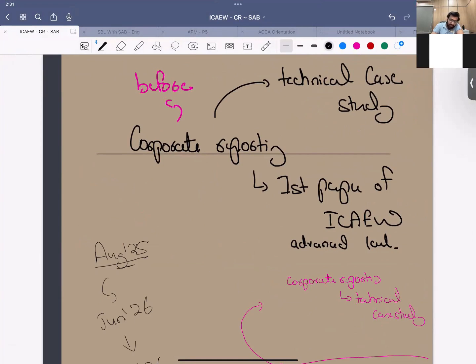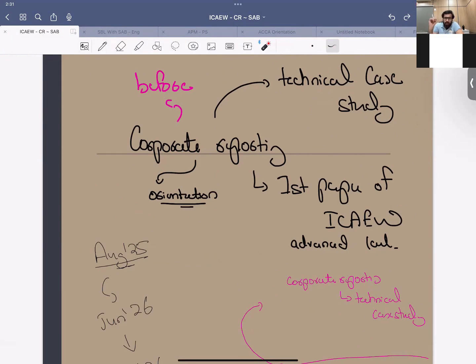And I'll be saying this session is an orientation session for this corporate reporting exam. In this orientation session, we will be discussing a detailed plan of this particular exam, that how we're going to be acing this paper, right?